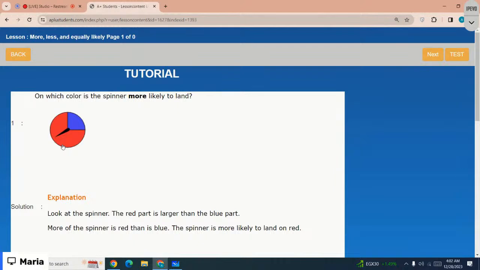On which color is the spinner more likely to land, right? So just look at the spinner. The spinner has more red part and only a small portion is blue, right? So more of the spinner is red than blue. That means it is more likely to land on red. Why? Because there is more red portion than blue. That means there are more chances it will land on red, right?